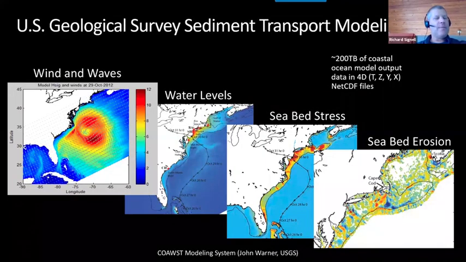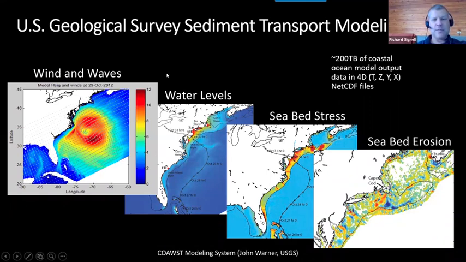So I'm at the USGS. I don't do climate work, but I do supervise a sediment transport modeling group. We do a lot of sediment transport simulations that involve a coupled modeling system called COAWST, Coupled Ocean Atmosphere Wave and Sediment Transport Modeling System. The lead developer is John Warner. And so we have a lot of coupled models.